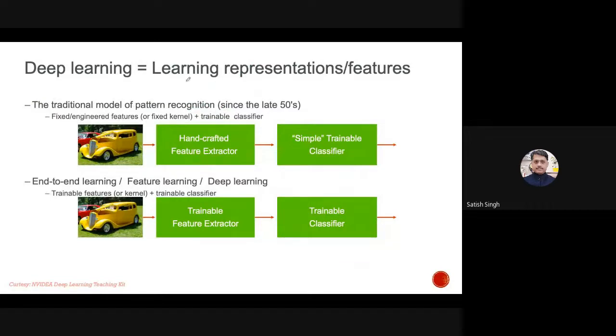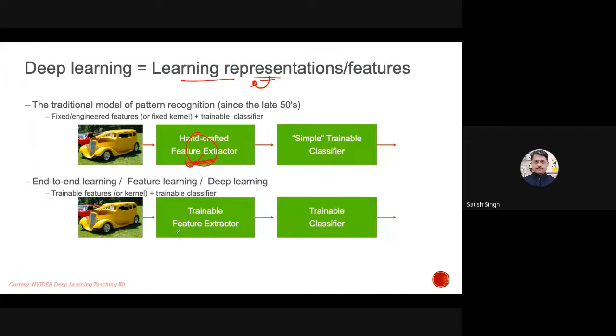So deep learning is learning representations, or simply features. Deep learning, learning representations, means representation itself is being learned in case of deep learning, whereas in machine learning, feature engineering was essential. So this is the traditional model of pattern recognition since the late 50s. Here, handcrafted features were extracted. Feature engineering was required. So this is a typical machine learning model.